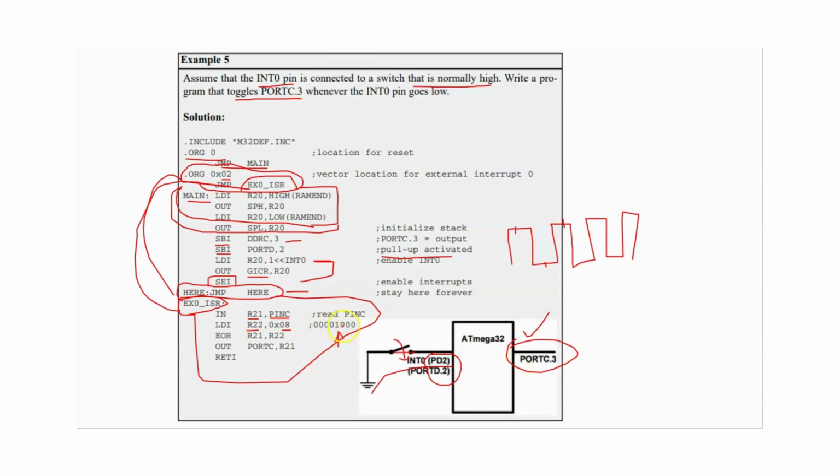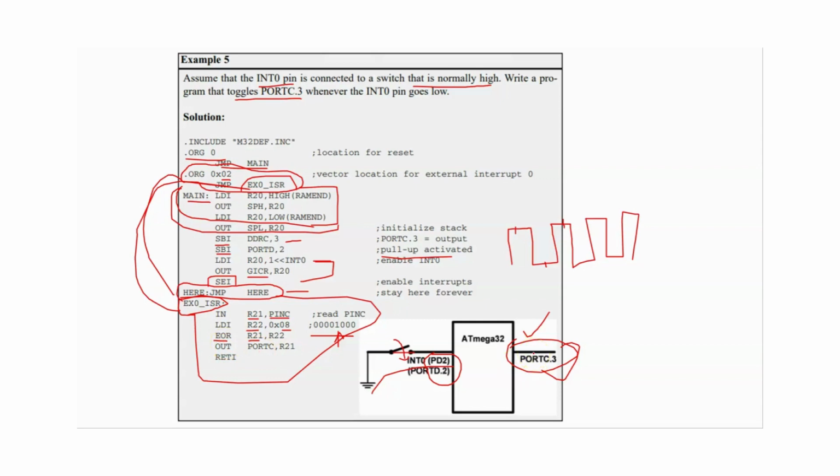So this is 08 in hexadecimal; in binary this is 08. We load it in R22, then we take the exclusive OR of this with whatever the status physically is over here, whether it is high or low, and the output is stored in R21. After that we send it out, because after taking the exclusive OR, the bit is toggled.